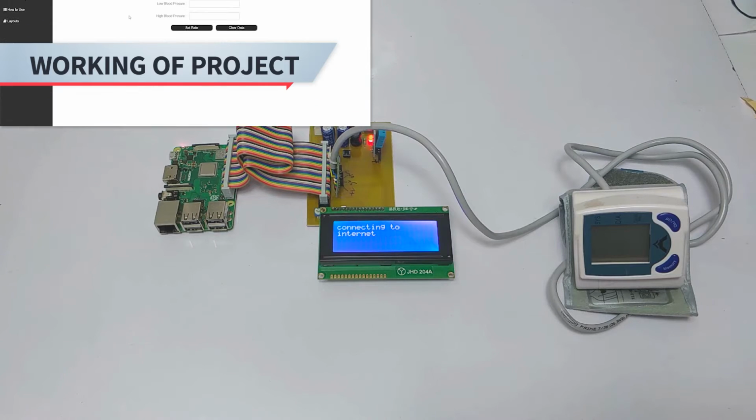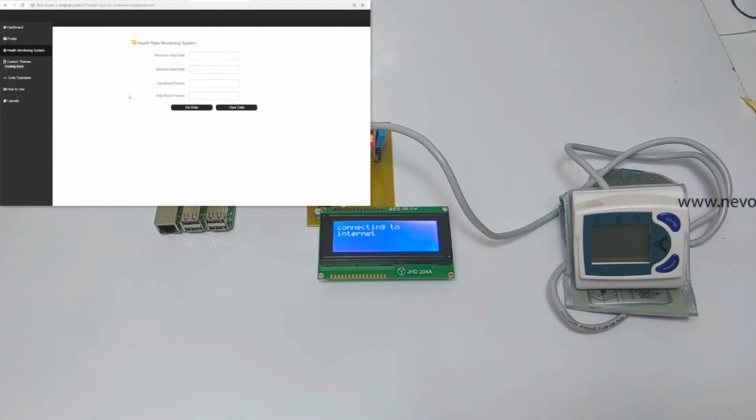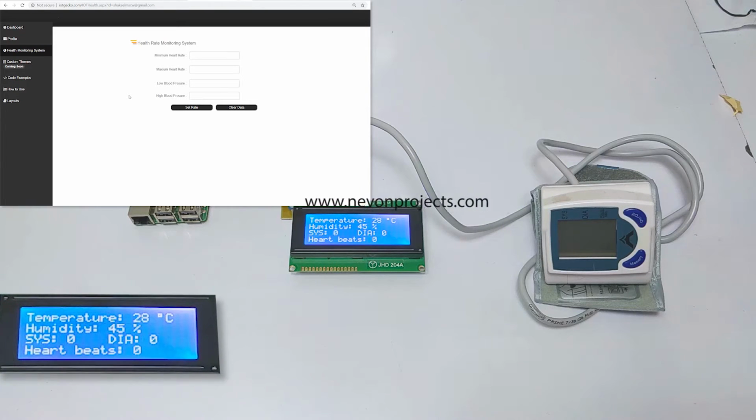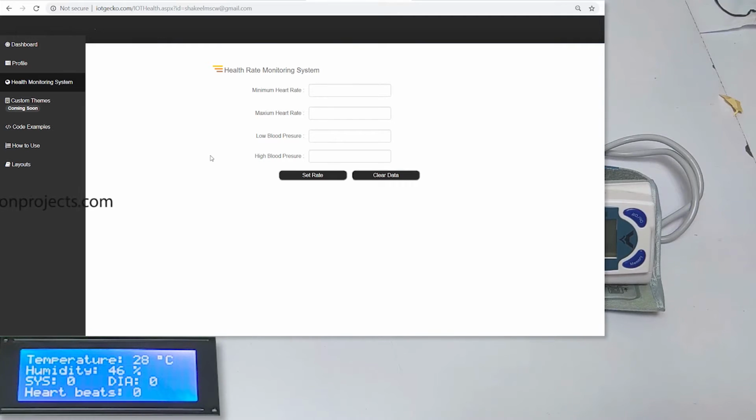The system is getting connected to the website using Wi-Fi. As you can see, the system is asking the user for 4 parameters, namely minimum and maximum heart rates, low and high blood pressure values. So let's enter these values.